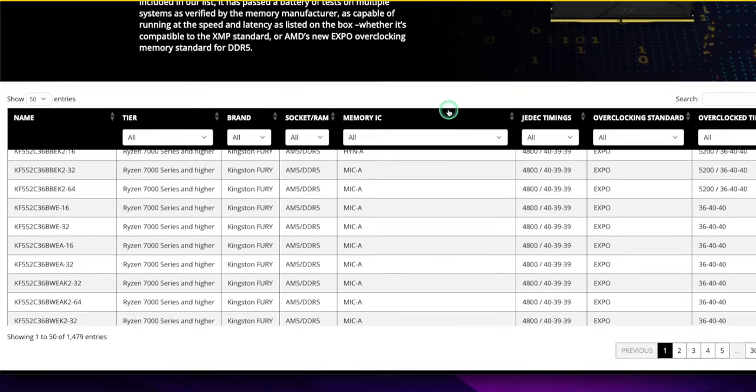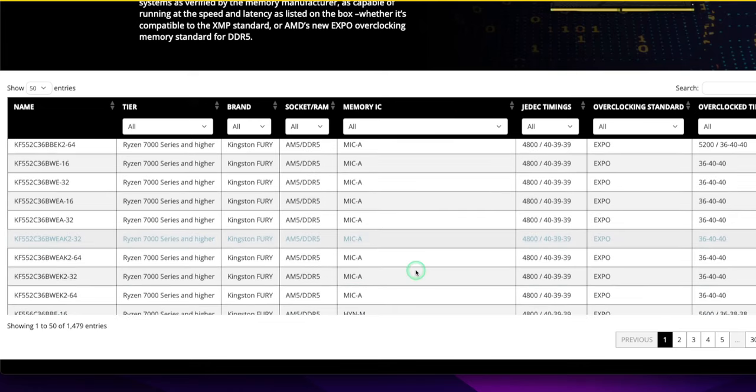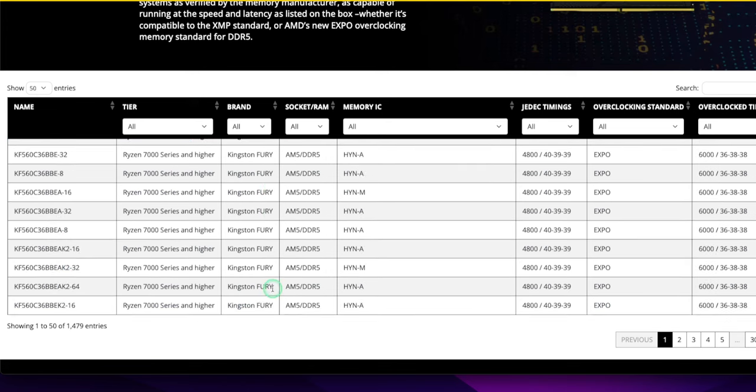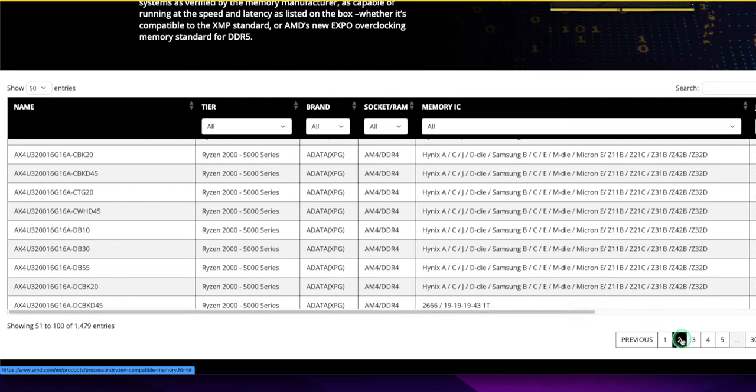I knew this was here before with the drivers. I had no idea it had memory compatible stuff. Look at it. It gives you all the Ryzens. All right, let's go see if my little card's in here. Tier. Holy crap, what are those? Mine's not even listed. Am I an idiot? Yes. Let's go to page 2.